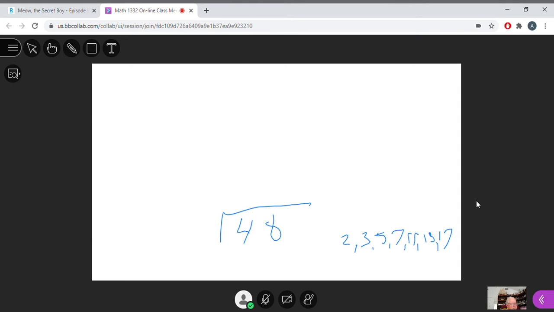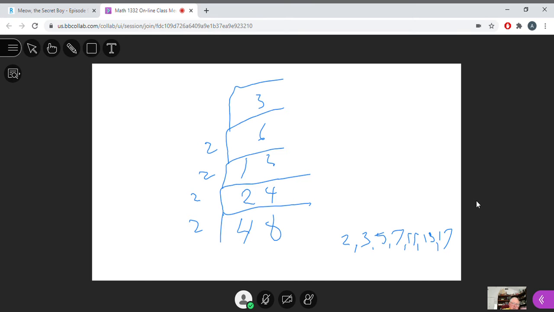Now, in order to use the tree method for prime factorization, you use the lowest prime factor that's there, and of course, if you divide 2 into 48, you get 24. Now, you have to use the lowest one again until it runs out. The next one is 2 again, that gives you 12. Use 2 again, that gives you 6. Use 2 again, and you get 3. And the next one is 3.